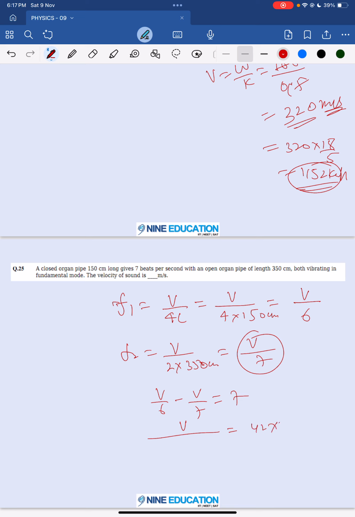So V equals 42 multiplied by 7, and 42 multiplied by 7 is 294. So 294 meters per second would be our answer.